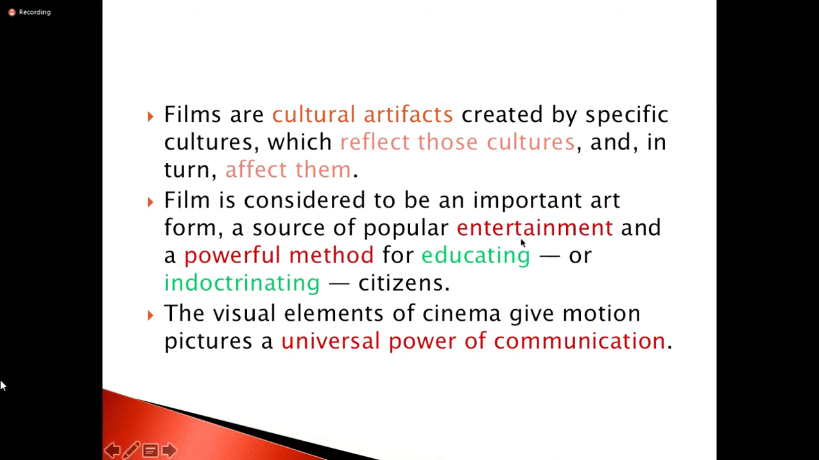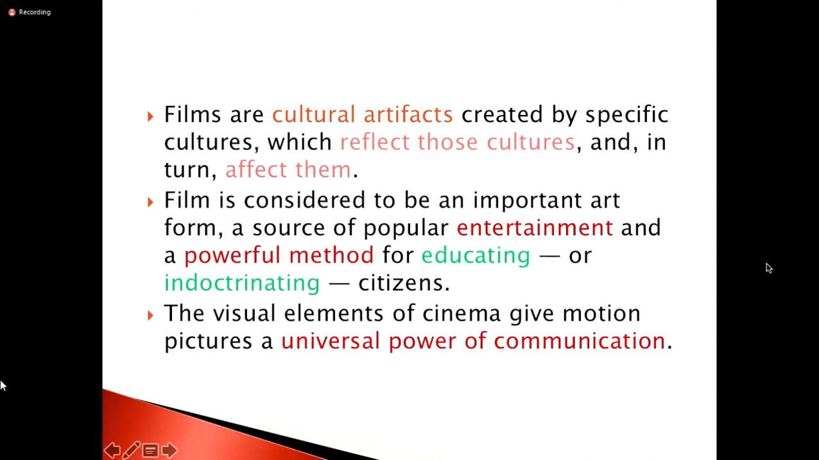Thank you, Mbak. Okay, well, many people watch movies just for entertainment, right? We talked about this last week. But it is much more than that, right, Mbak? So here it is stated, a source of popular entertainment because it's easily accessed, yeah? And a powerful method for educating. This is the second thing. Or indoctrinating citizens. Could someone please explain or give your opinion about this last statement? A powerful method for educating or indoctrinating citizens. Why is it a powerful method of education first? Anyone? Hello? May I, ma'am? Sure.